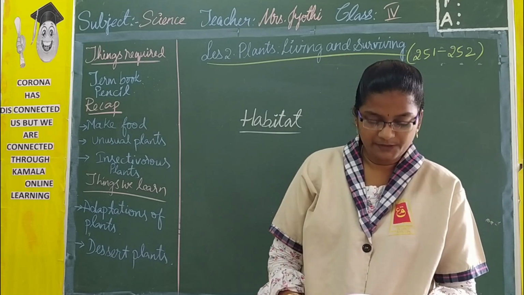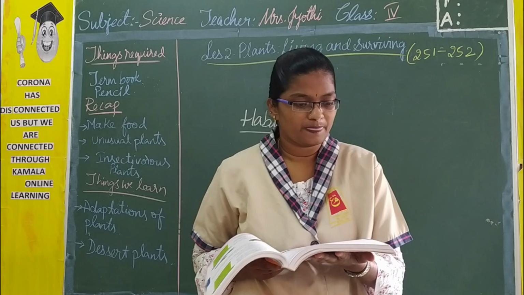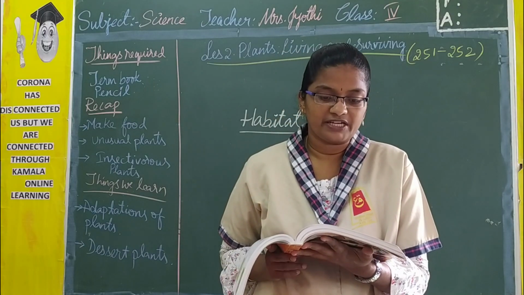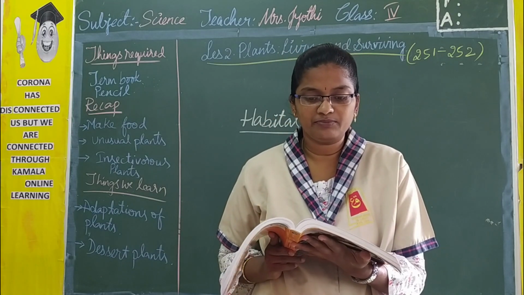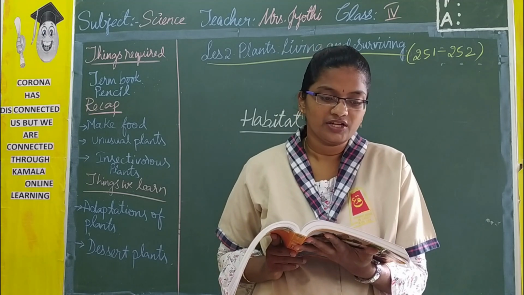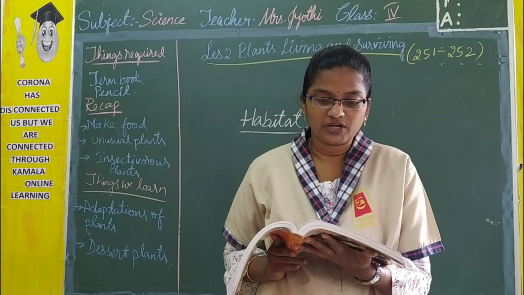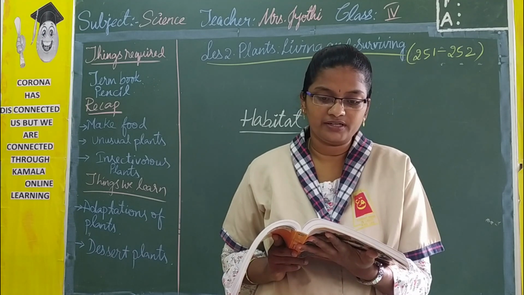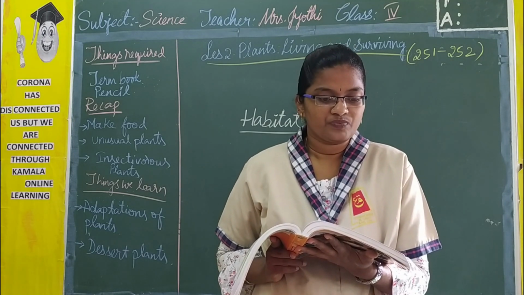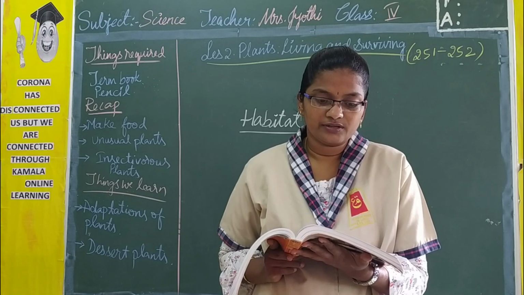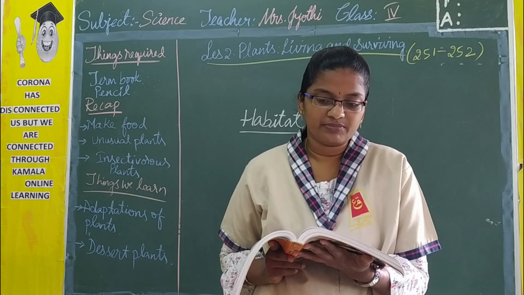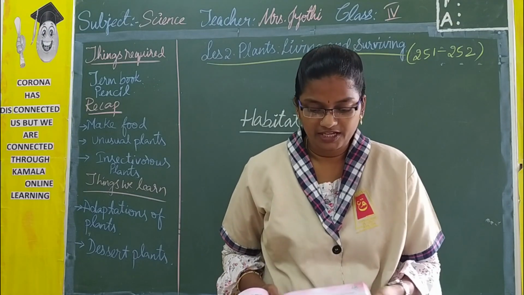Now turn to page number 252. Plants develop special features that help them to live successfully in their unique surroundings. So this process of being able to adjust to a new environment is called adaptation. All living things including plants possess the ability to survive in their habitats.